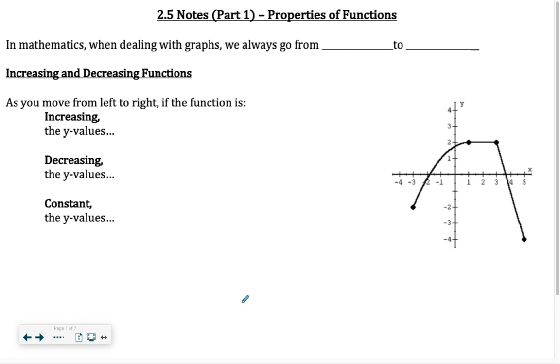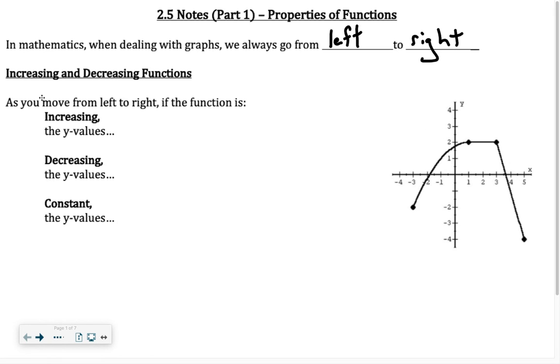In the first part of 2.5, we are going to look at some properties of functions. Okay, so the first thing, it's just always important to remember that when we're dealing with graphs, we always look at the graphs from left to right. Right? We're always looking from left to right.